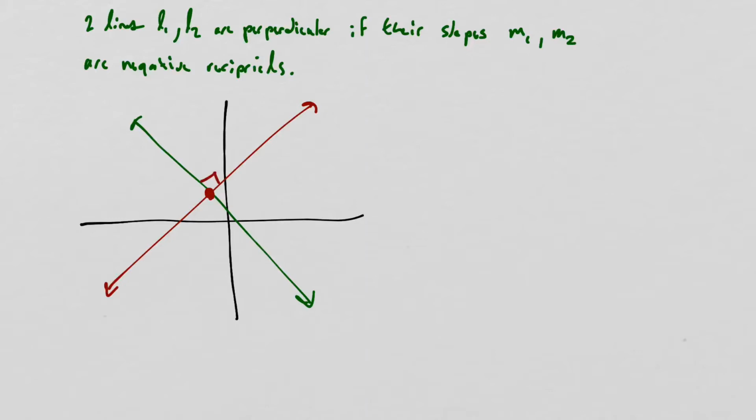And if the red line has equation y equals m1 x plus b, and the green line has the equation y equals m2 x plus b, then their slopes have the following relation: m1 is equal to negative 1 divided by m2. In the next example, we'll be given two lines, and we want to determine if they're parallel, perpendicular, or neither.